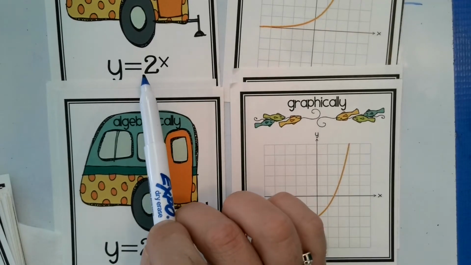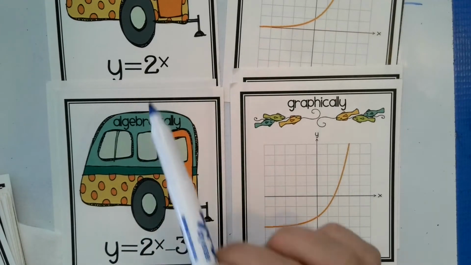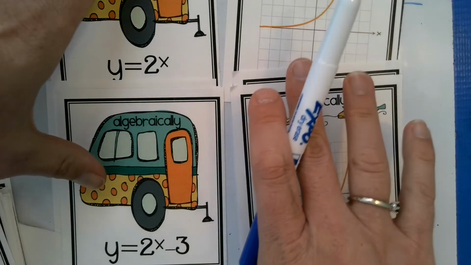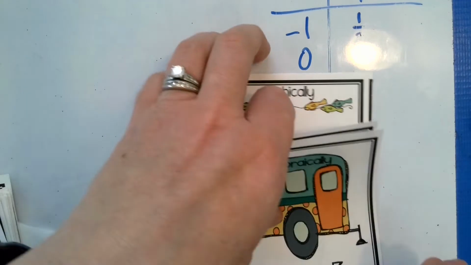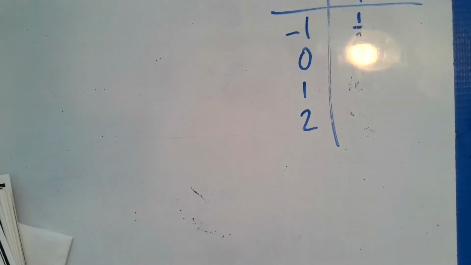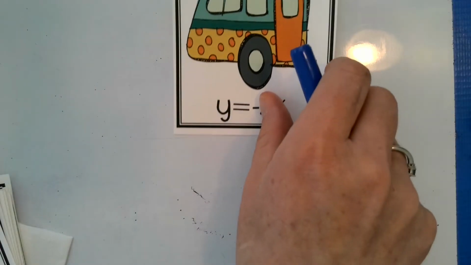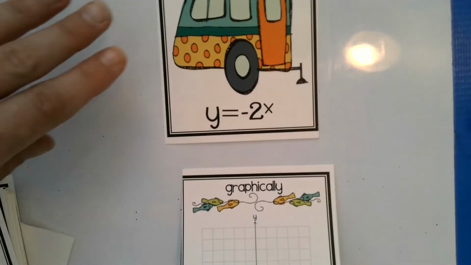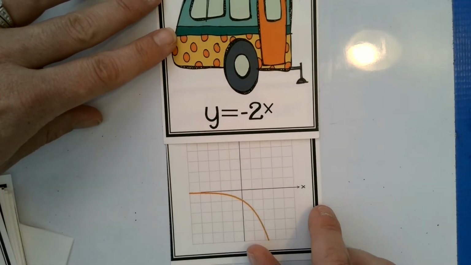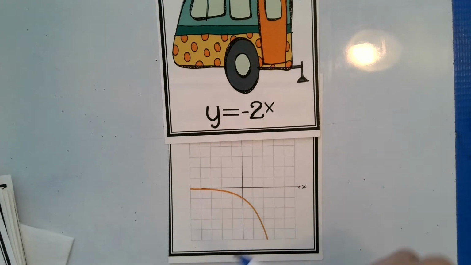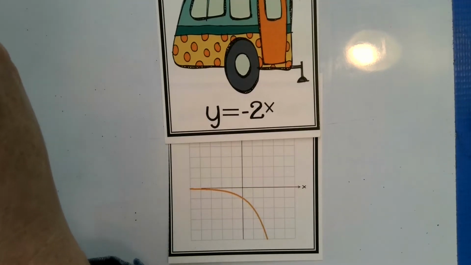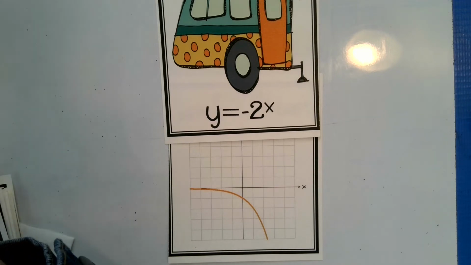You're also going to be noticing whether the 2 is positive or negative. And I want to show you a basic example of what happens when we have a negative in front of that exponential equation. It causes a complete reflection. And so here is that basic exponential formula. And this is the graph of what that would look like. You're going to notice that it is a reflection across the x-axis of the positive version.